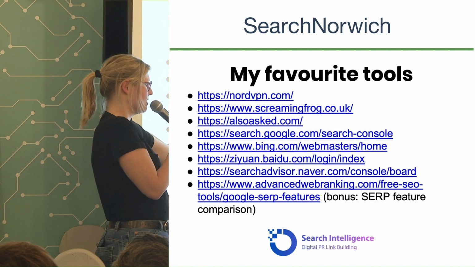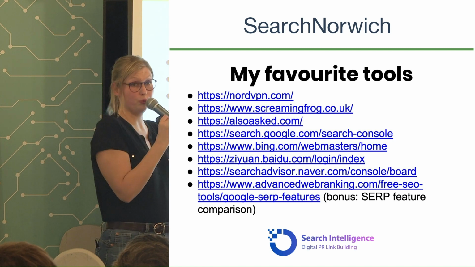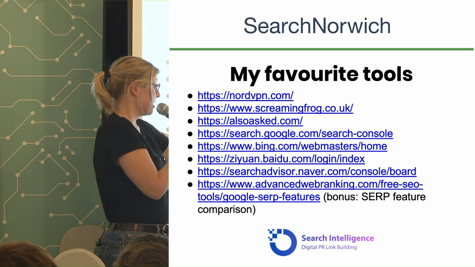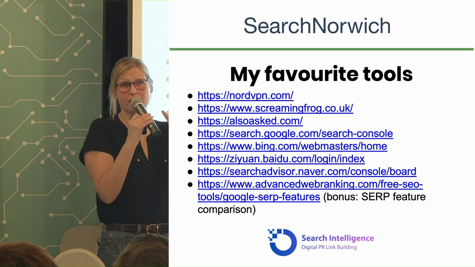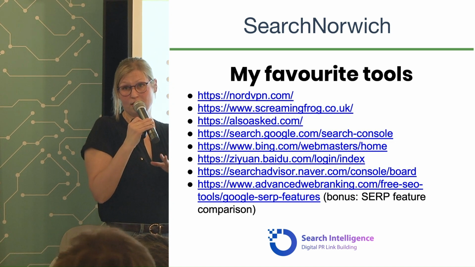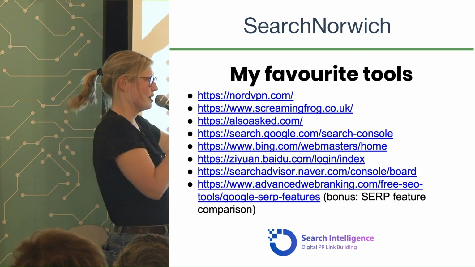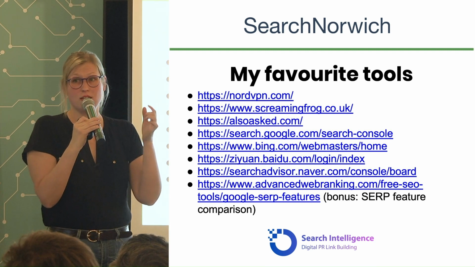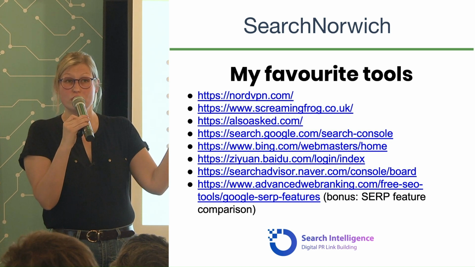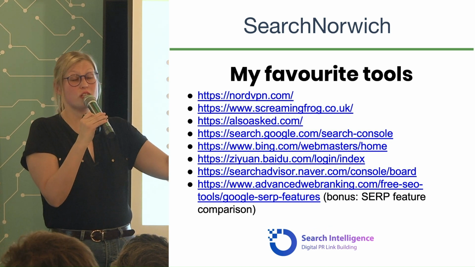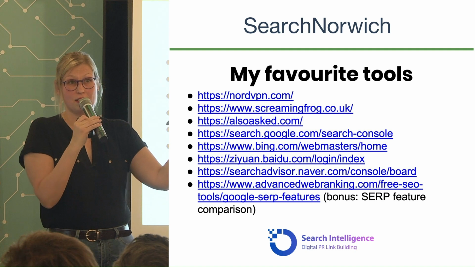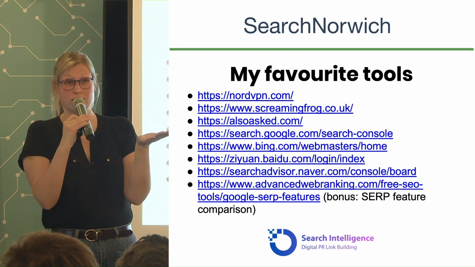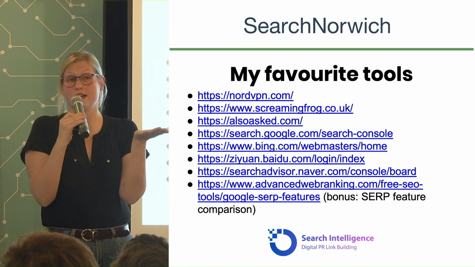And the bonus thing is, this is a free tool by Advanced Web Ranking that helps you understand SERP features in different markets. It's beautiful, very complex. I didn't add a screenshot here because it doesn't make sense if you don't actually actively use it. But it lets you compare percentages of SERP features in different markets per different devices. So fantastic if you want to understand how your SERP looks in different markets.